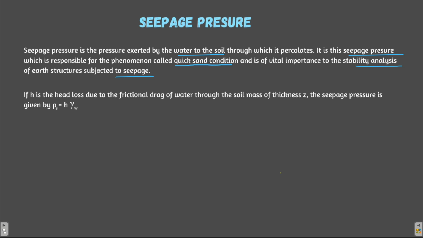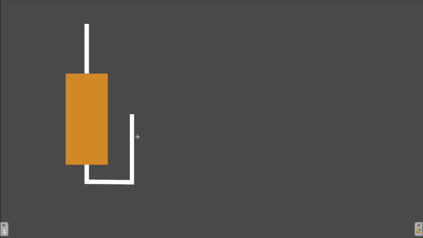Okay, now, if H is the head loss due to the frictional drag of water through the soil mass of thickness Z, then the seepage pressure is given by H into gamma W. As simple as that. Okay. So let's understand what it means with the help of a diagram. So here is a soil mass. This brown color is the soil mass, and the thickness of this soil mass is Z. This entire thickness is Z.